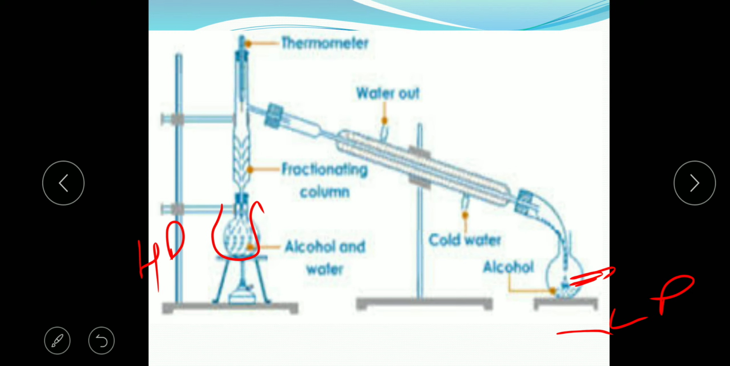Now here is the separation of alcohol and water which is given in your book. This is the thermometer, this is the fractionating column. You see this column is divided into many sub chambers over here. This is the alcohol and water mixture.